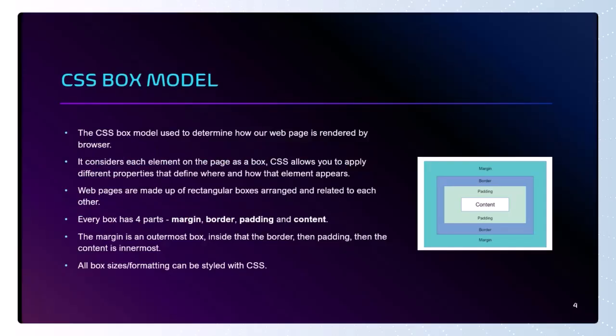The CSS box model is used to determine how the web page is rendered by the browser. For each element on the page, you can use CSS to apply different properties to define where and how that element appears. You could set the margin, the border, and the padding. Each box has four parts: the margin, the border, the padding, and the content. The margin is the outermost, then you have the border and the padding, and at the center is the content.